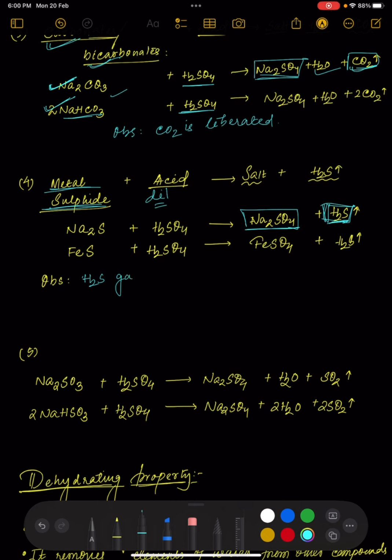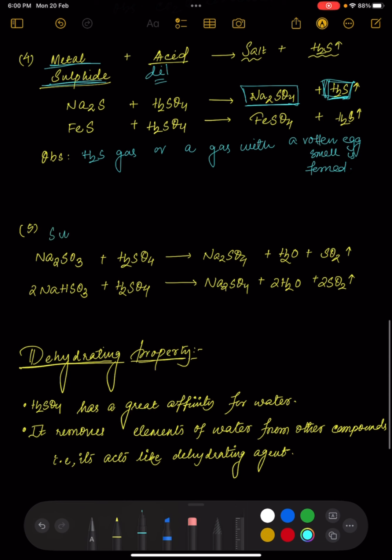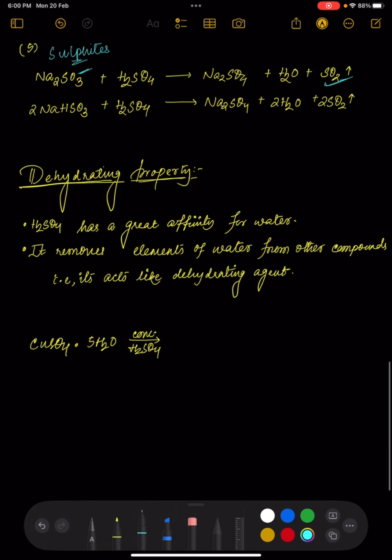H2S gas, or a gas with a rotten egg smell, is formed. So again, sulfides. When sulfides are reacted with dilute H2SO4, it gives a metallic sulfate, plus as SO3 is there, SO2 is formed.